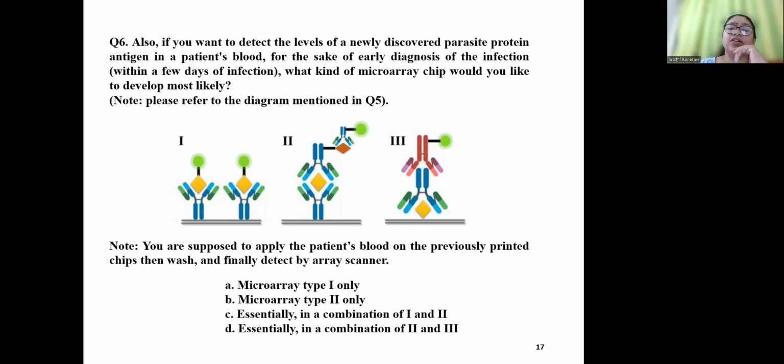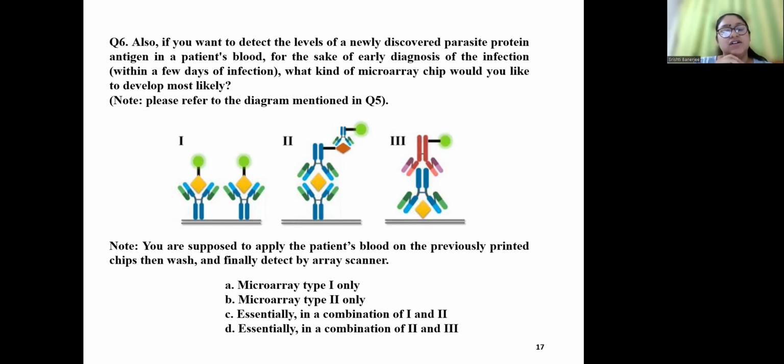And we cannot wait for months. The person will die if we wait for months. So we have to find a microarray chip which is fast, and also cost effective, definitely. So what kind of microarray chip would you develop most likely? What kind? These are different kinds.